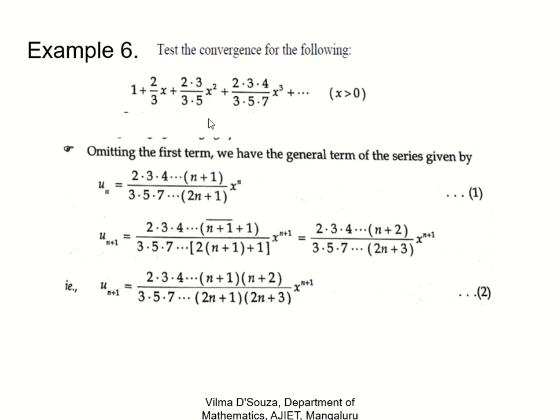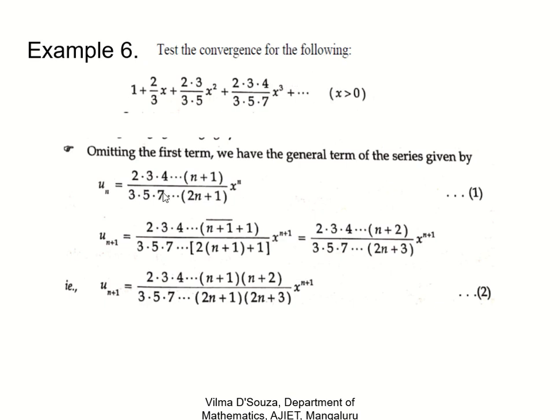Okay, I'll explain with one more example. Here also you can omit the first term. We have the general term of the series given by the numerator. You can observe the first term is 2, the second term is 2 into 3, the third term is 2 into 3 into 4, the fourth term is 2, 3, 4, 5.